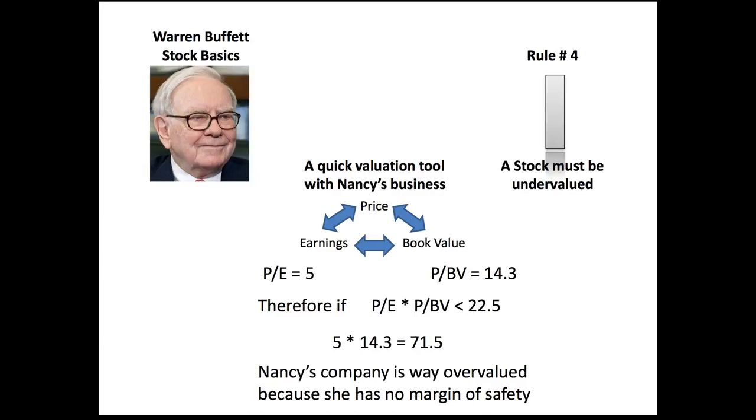Okay, so I just did this real quick with Nancy's business. If you remember, the PE for Nancy's business was a 5, and her price to book was 14.3. I took the 5 times the 14.3, and that equaled 71.5. So if we were going to run Nancy's business through Buffett's little valuation tool, she would have missed the mark by a lot. She was way overvalued, because we want the number to be below 22.5, and she was at 71.5.